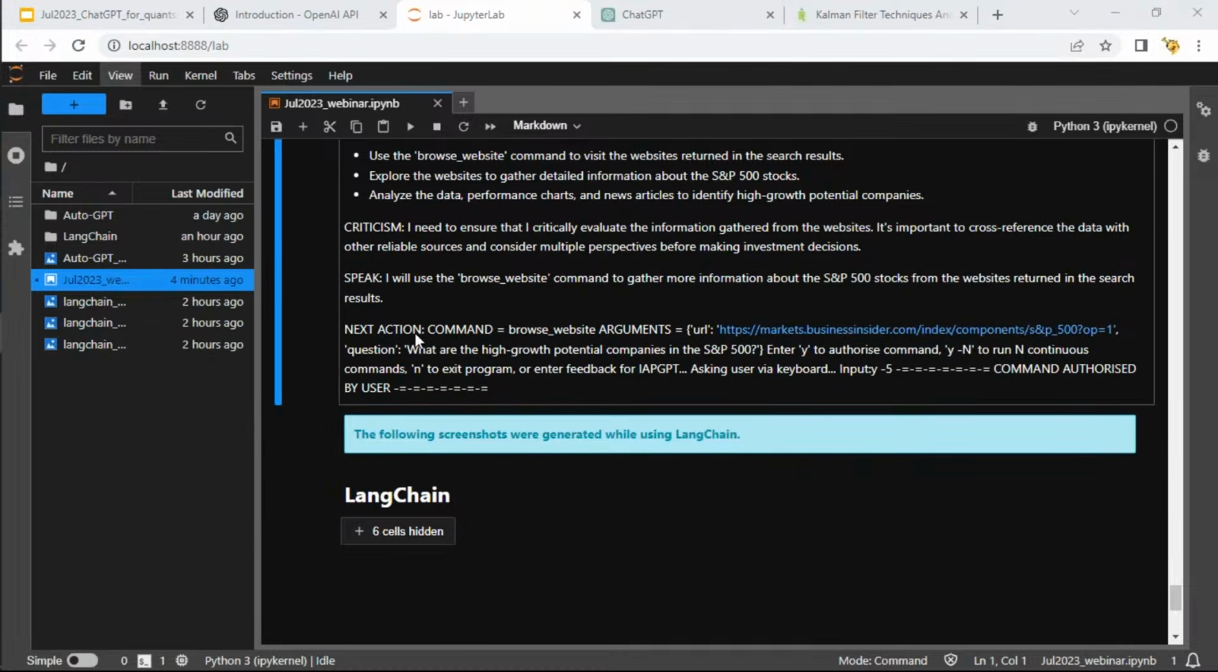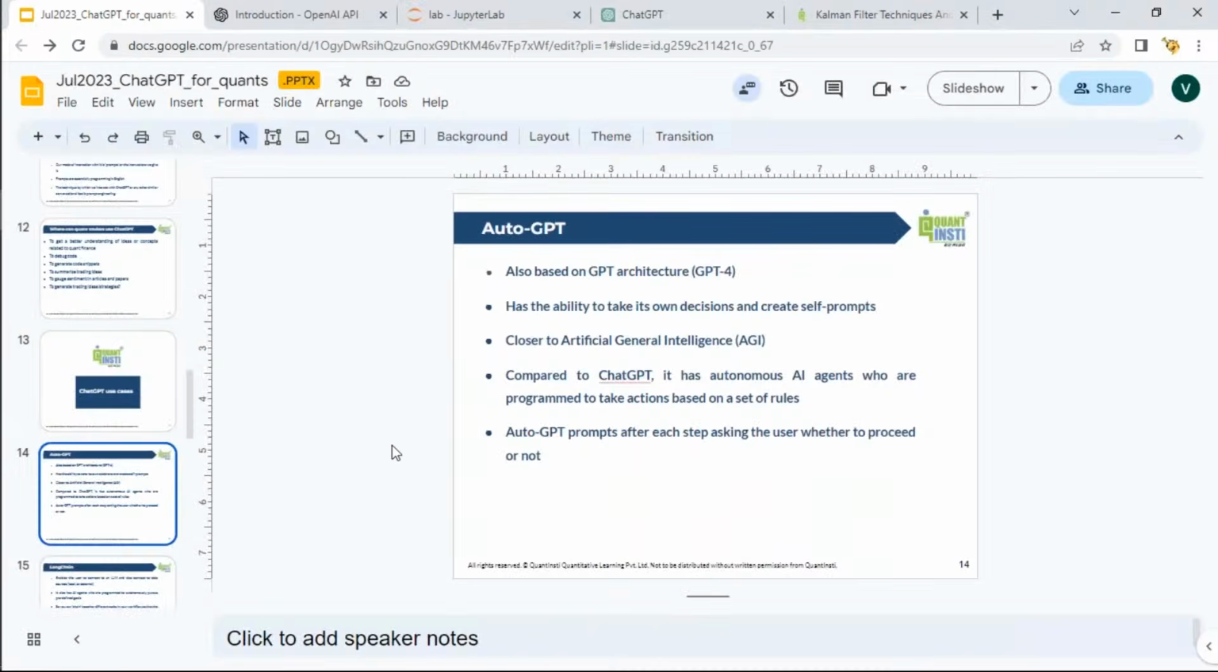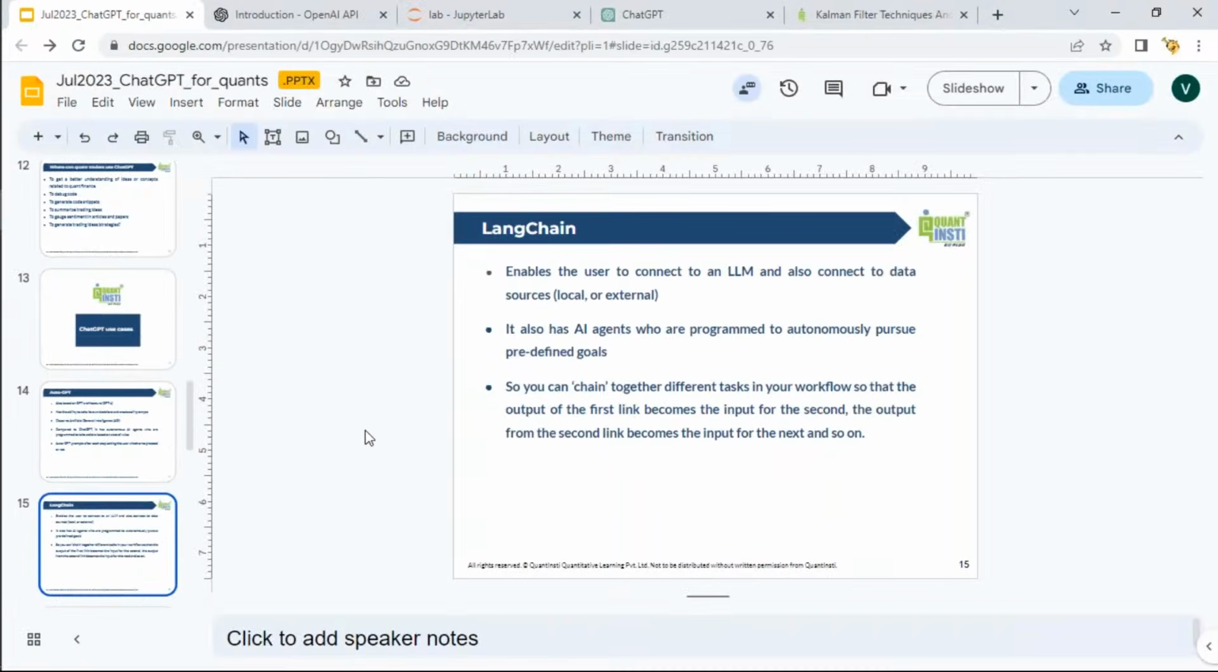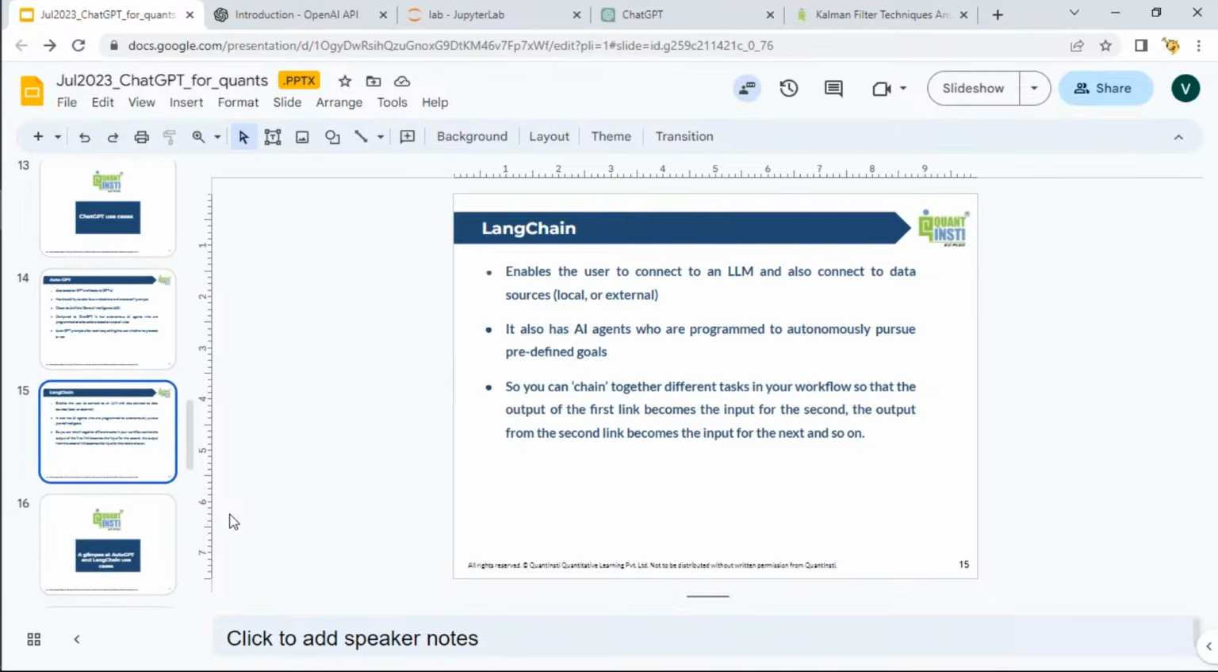Okay, so now what I'm going to do is I'm going to go back to the slides to talk about LangChain, and then the last couple of things, and then we'll open it up for Q&A. I'll take a look at the questions. All right.